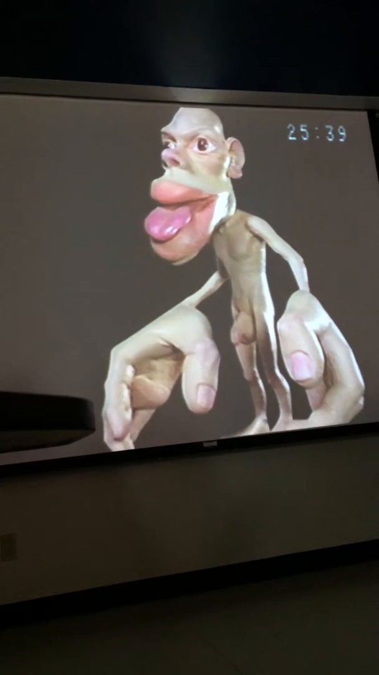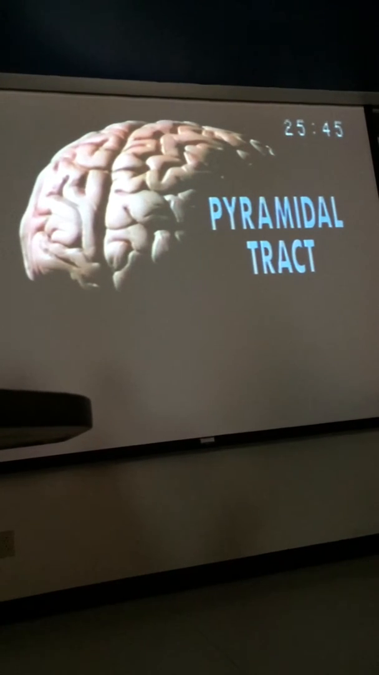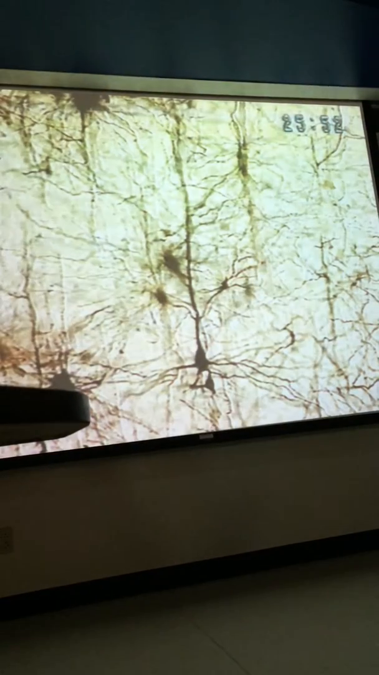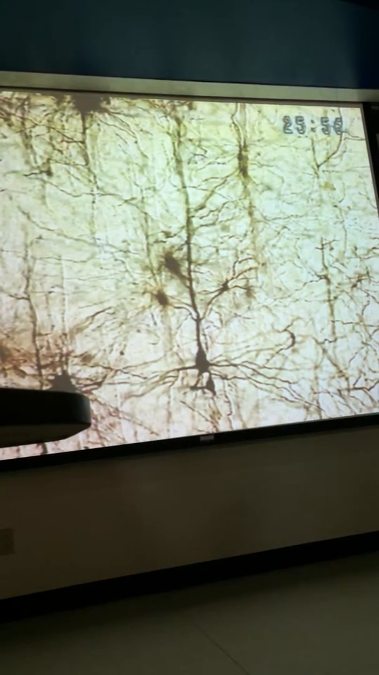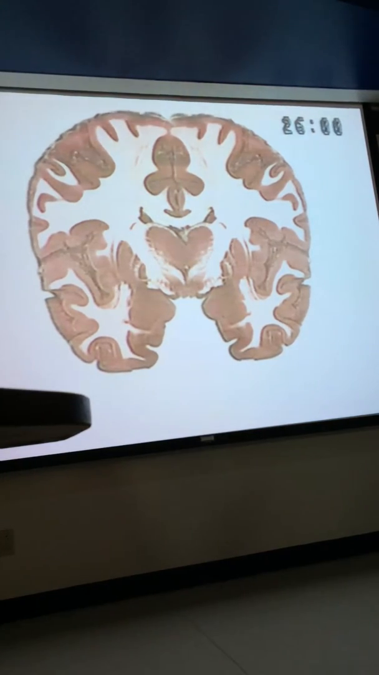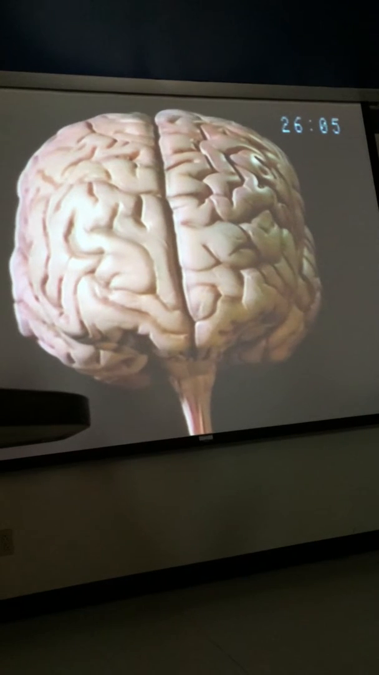There's also a homunculus for the motor strip as well. This is the somatosensory. Pyramidal tract. You know, these are the motor tracts. Layer 5 of the cortex, the principal projection layer. Motor outputs originate from this layer of the cortex of the precentral gyrus, the primary motor cortex.